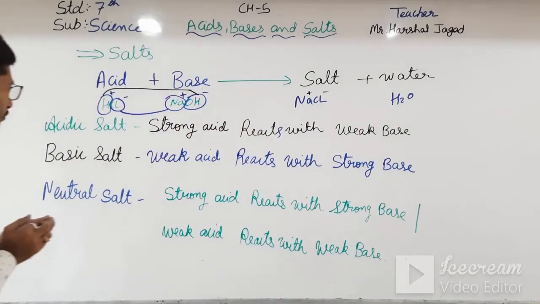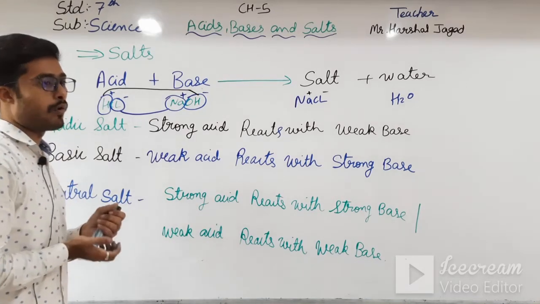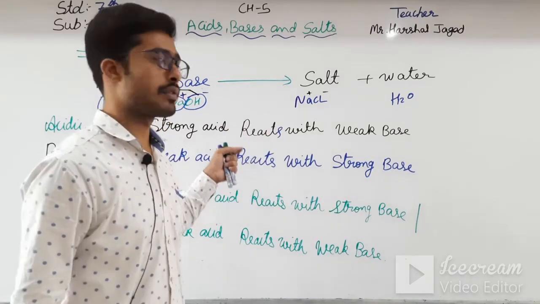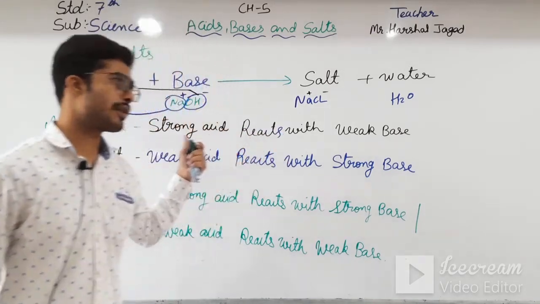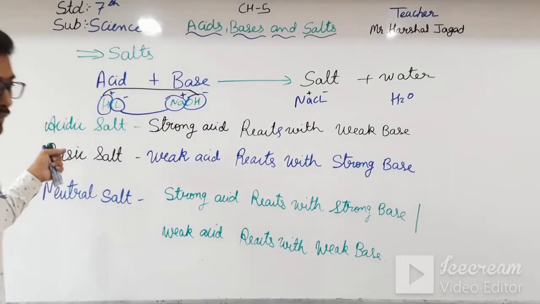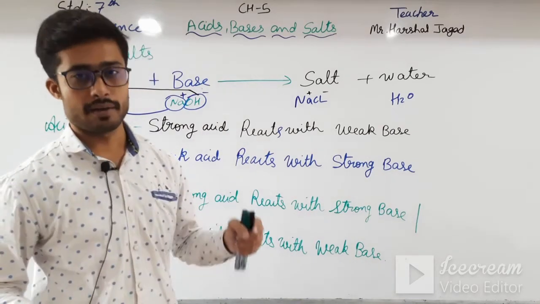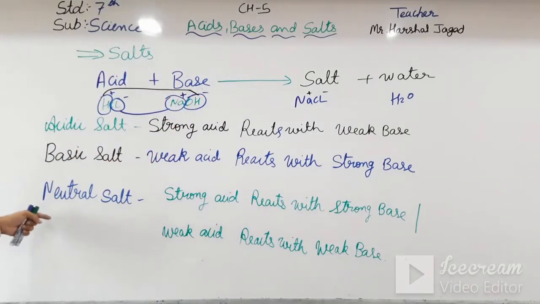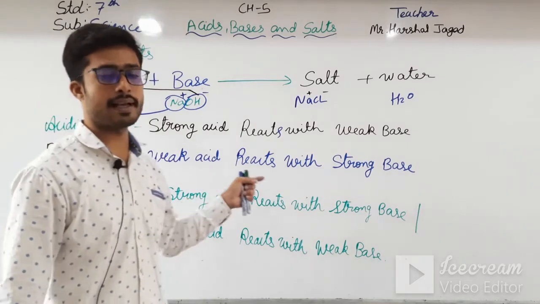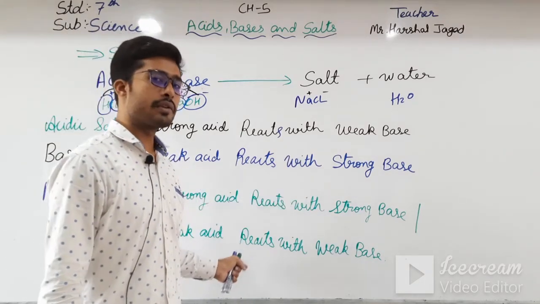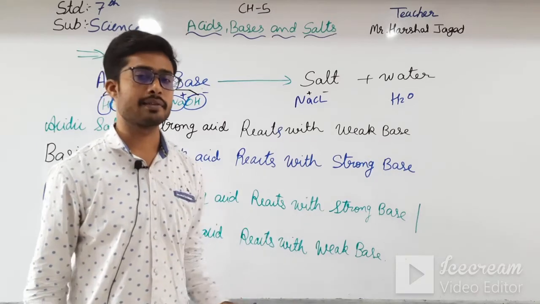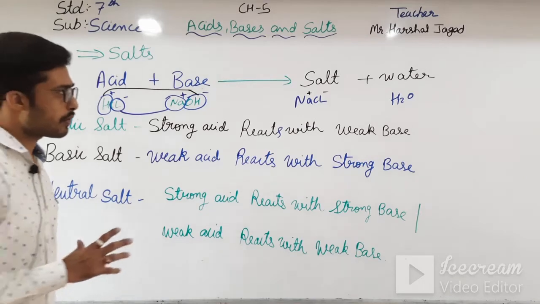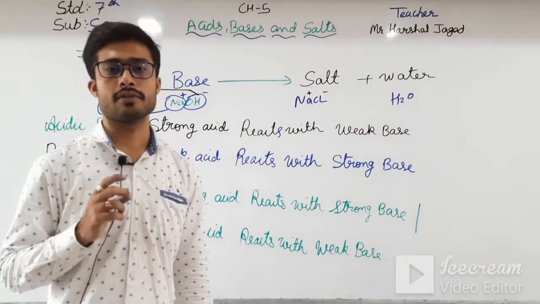And then we have seen acidic salt. So what is acidic salt? When strong acid reacts with weak base, it is known as acidic salt. And what is basic salt? Basic salt means weak acid plus strong base is known as basic salt. And neutral salt, that is strong acid reacts with strong base or weak acid reacts with weak base, so it is neutral salt. Okay students, if you want to write these main points of the salts, then you can write.